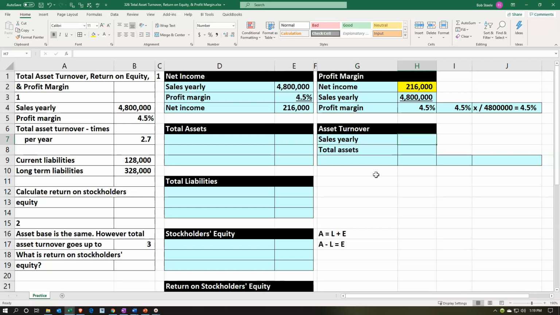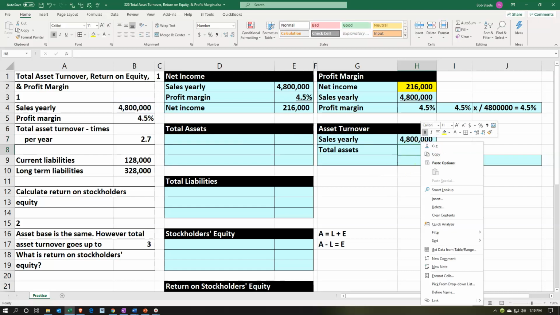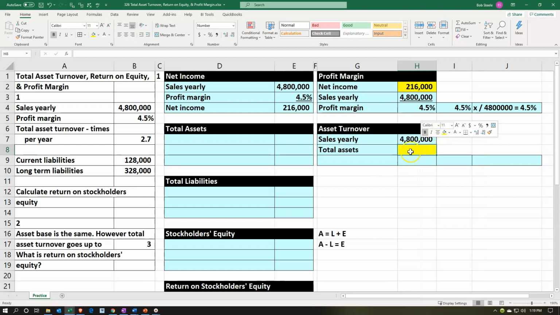So the sales then are going to be the 4,008, and the unknown is going to be the total assets. That's what we're going to be looking for here. And that's going to give us the asset turnover, which is going to be our known number here, the 2.7. 2.7, let's add a decimal. Home tab, numbers group, add a decimal.